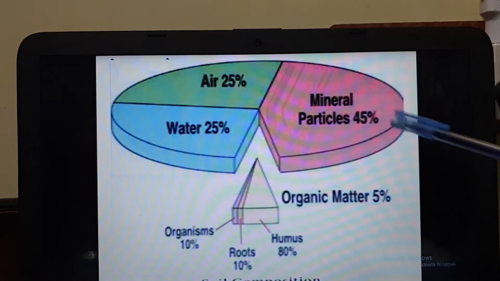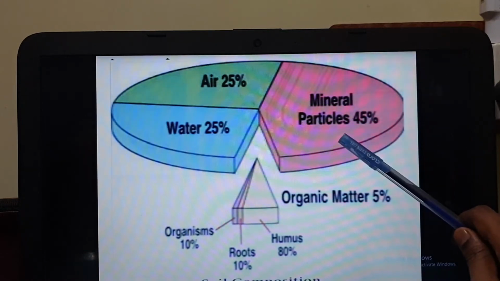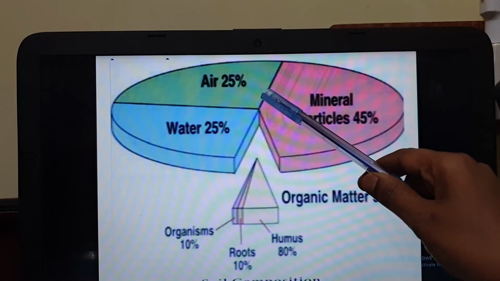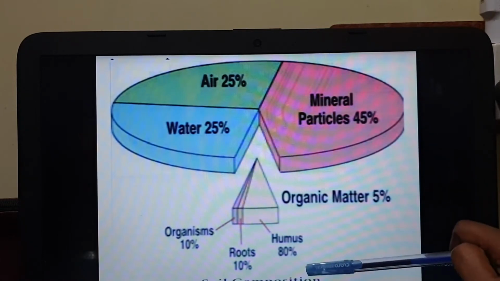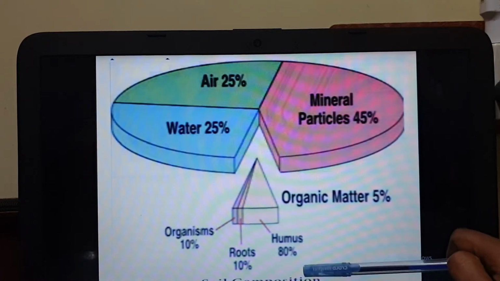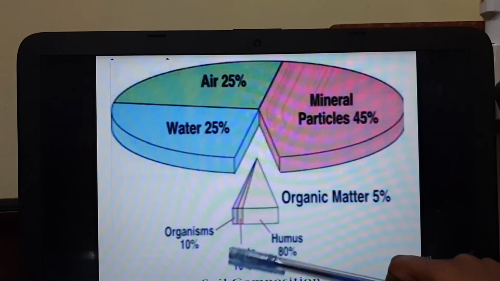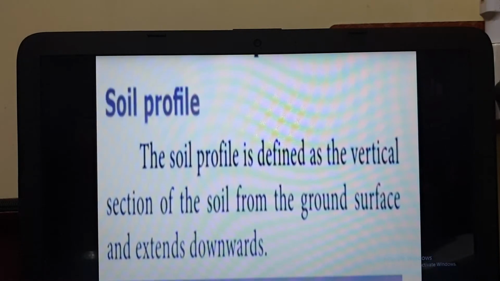Here the same they have given in the chart to make you understand easily. Fine, mineral particles 45%, water 25%, air 25%, organic matter 5%. Okay, only 5%. In that we have humus 80%, roots 10%, and organisms 10%. So soil composition. Now soil profile.